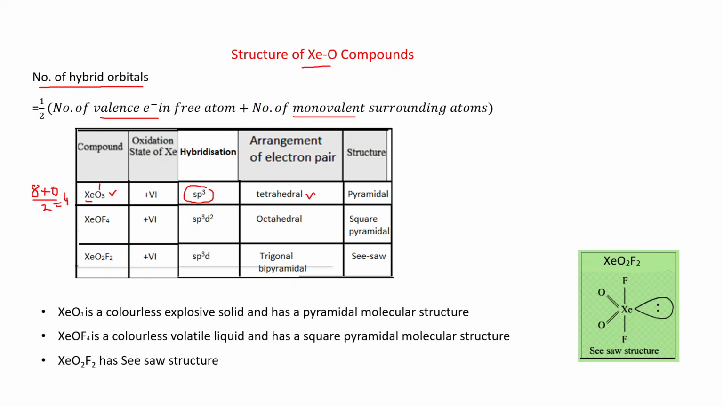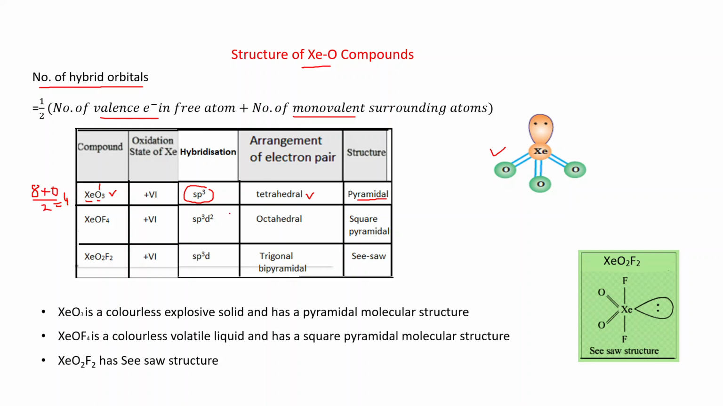But in the tetrahedral arrangement, the 3 oxygen atoms will make sigma bonds using 3 sp3 hybrid orbitals, and one hybrid orbital will occupy one lone pair of electrons. That's why its geometry becomes pyramidal. This is the geometry of XeO3. At the same time, oxygen is divalent, so oxygen also forms one pi bond with the unhybridized p orbitals.